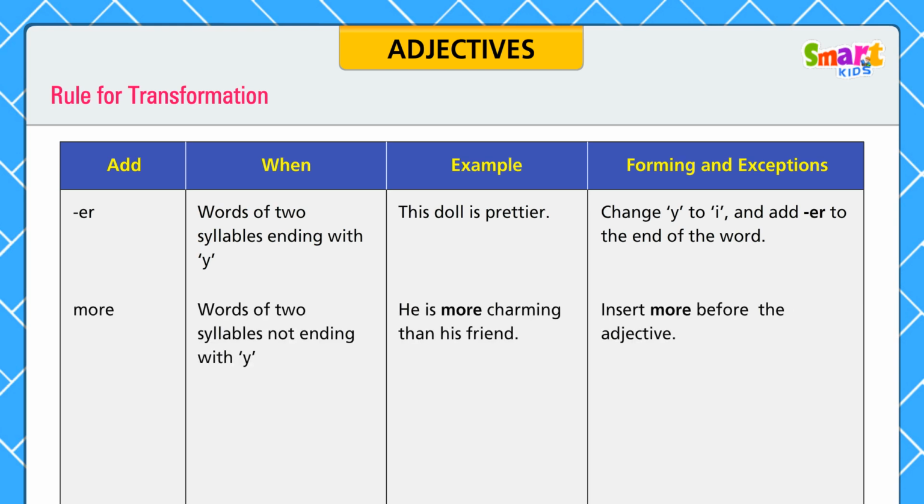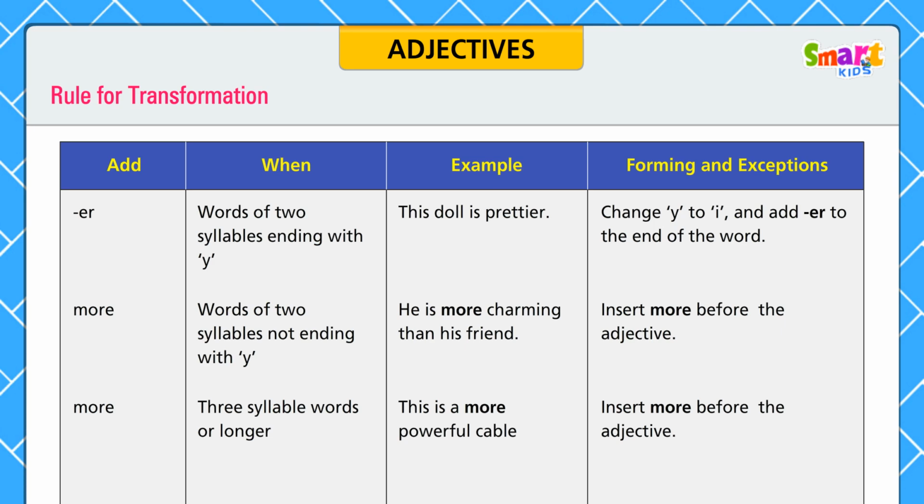More. Words of 2 syllables not ending with Y. He is more charming than his friend. Insert more before the adjective. More. 3-syllable words or longer. This is a more powerful cable. Insert more before the adjective.